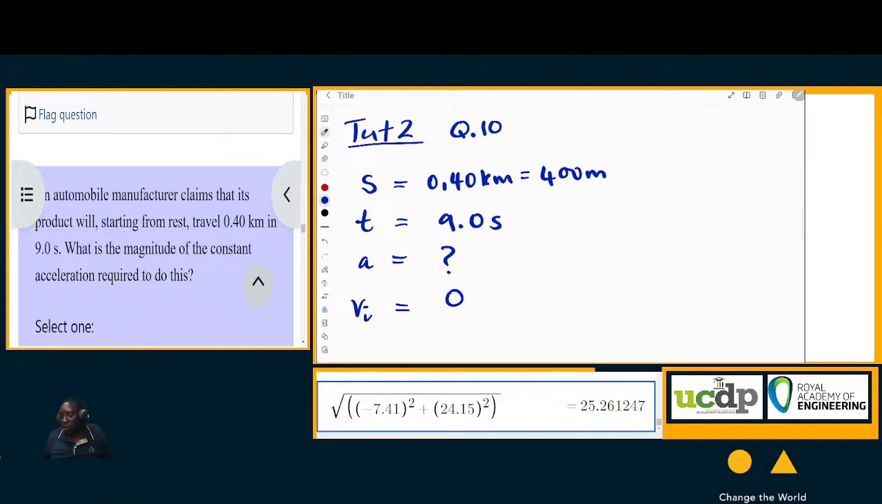Okay, so if we have all this information, how do we find A? We only have time, initial velocity, and displacement. So how do we find A? Suggestions?